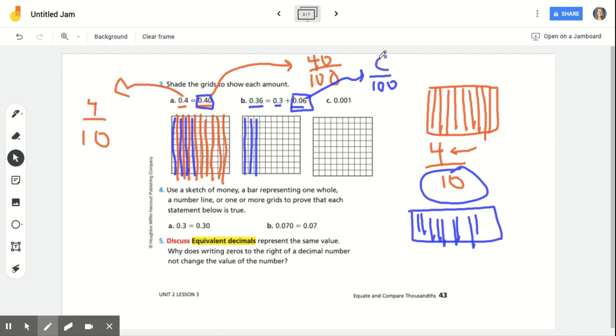Well, what would be our numerator here? 6. So I'm just going to do 1, 2, 3, 4, 5, 6. Does yours look like mine? Something similar? Great.